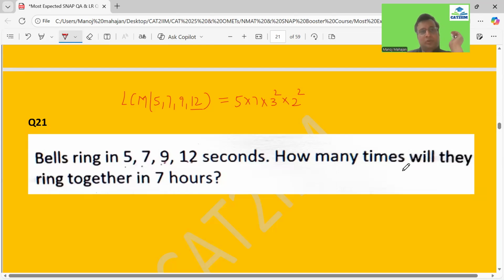How many times will they ring together? Again, the choices would be there for sure. So this is in seconds, this is in hours. So remember to convert 7 into 60 into 60, so minutes, and then we are going to look at seconds. So 5 into 7 into 3 square into 2 square, right? So this would be a little easier to do it like this.